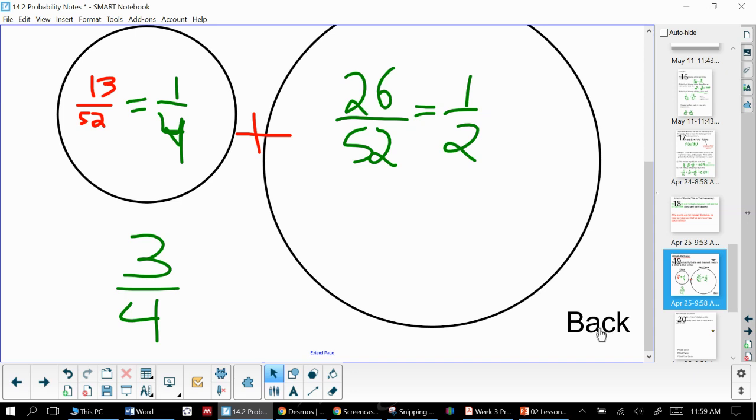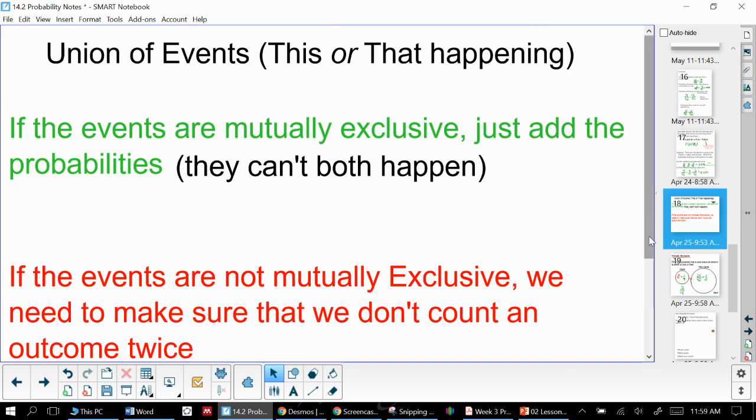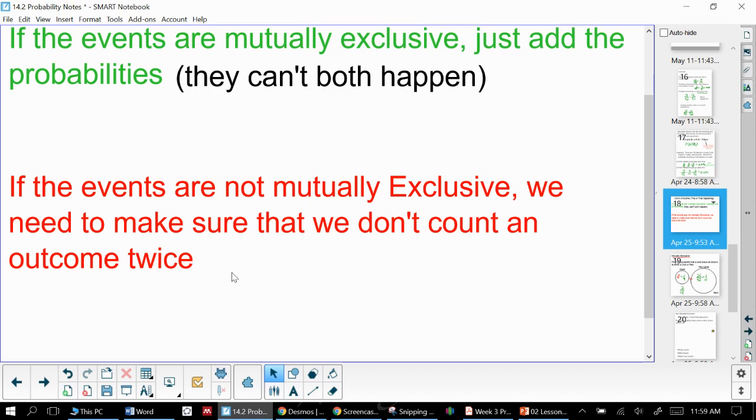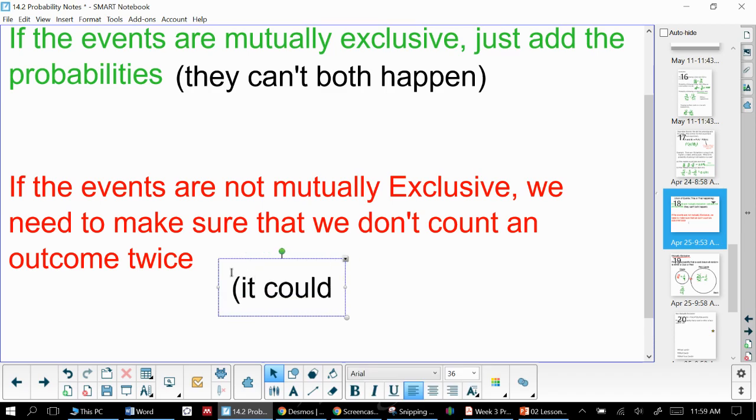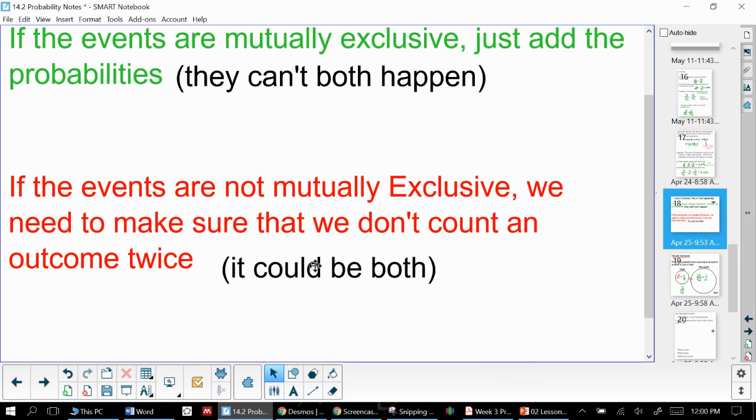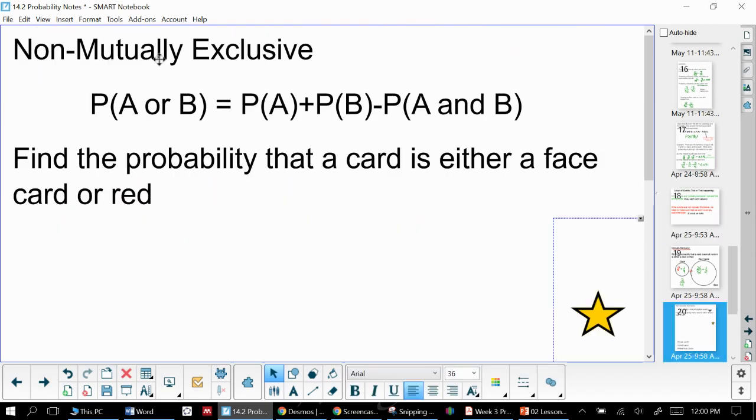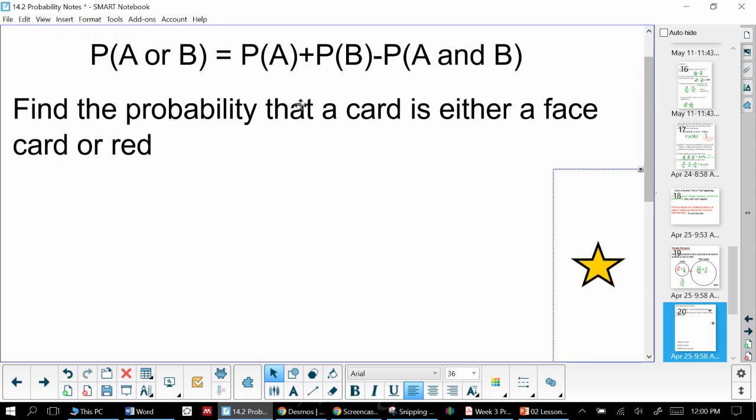Now, where this gets a lot trickier is when these events are not mutually exclusive, which means that it could be both. Again, we're going to use cards because that's the easiest situation to deal with. If the events are not mutually exclusive, we need to make sure that we don't count an outcome twice. We want to find the probability that a card is either a face card or red. The big problem here is that there are red face cards, and we don't want to count them twice.